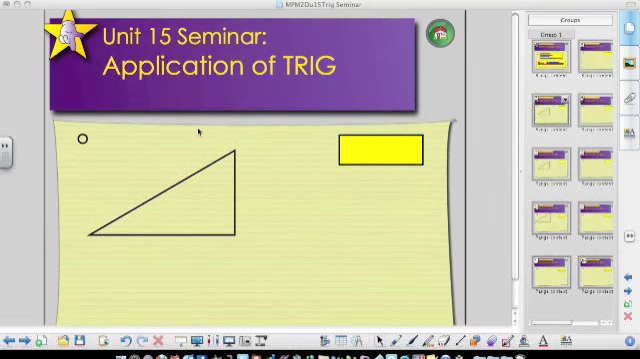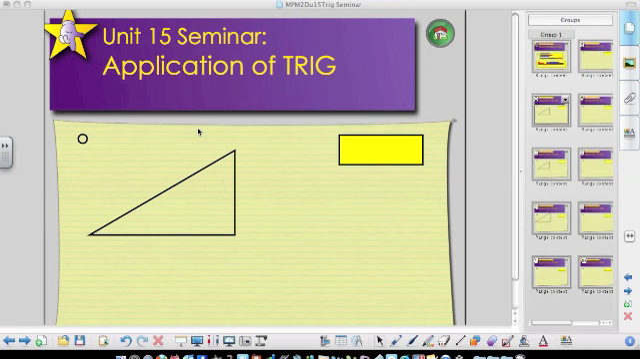Okay, so this is the Unit 15 seminar on applications of trigonometry. Most of the unit guide is going to be based on word problems, but instead of focusing the seminar on word problems, I'm going to just draw the triangles and help you figure out how to solve them.